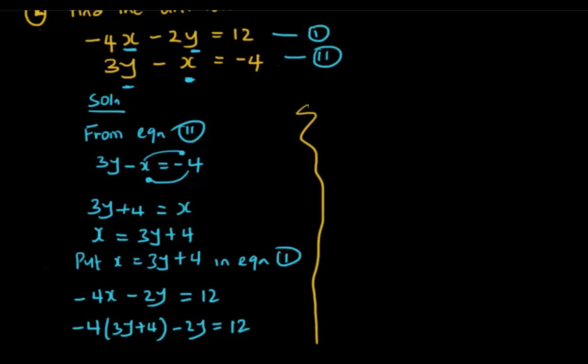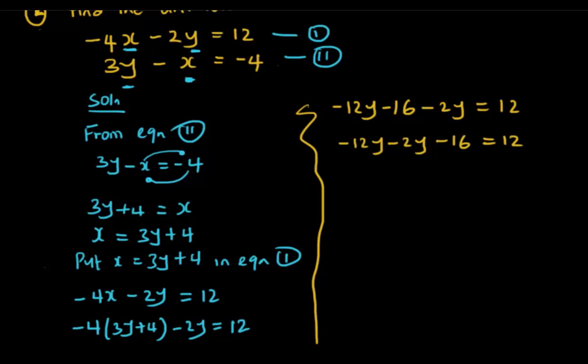So minus 4 times 3y will give me minus 12y. Minus 4 times plus 4 will give me minus 16. Then I have minus 2y equals 12. I have to collect like terms, so I'll be having minus 12y minus 2y minus 16 equals 12. 16 goes to the other side with 12, and then I'll be having minus 12y minus 2y equals 12 plus 16. Remember, we have minus here. When it crosses, it becomes plus. Minus 12y minus 2y is minus 14y equals 12 plus 16 is 28.